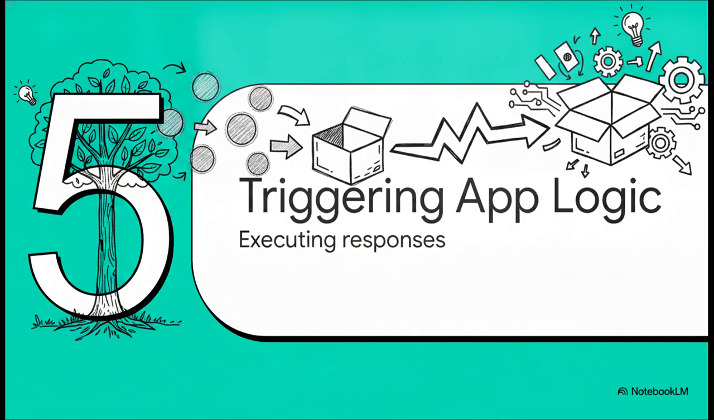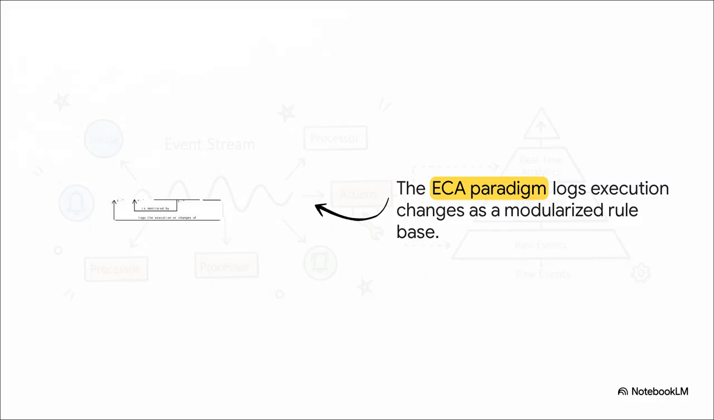Because, let's be honest, logging the data is really only half the battle here. The tree now has to actually execute application-specific logic in response to that logged event. What's super fascinating about this is how the patent anchors its event-driven functions back to a very established framework, the Event Condition Action or ECA paradigm. This acts as a modularized rule base.